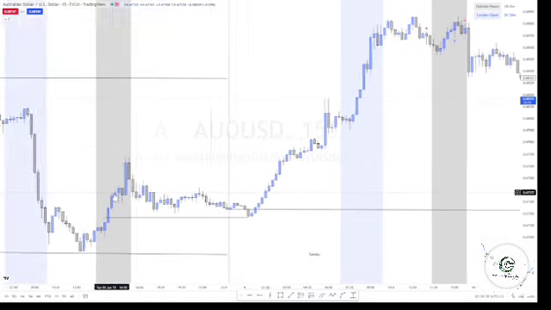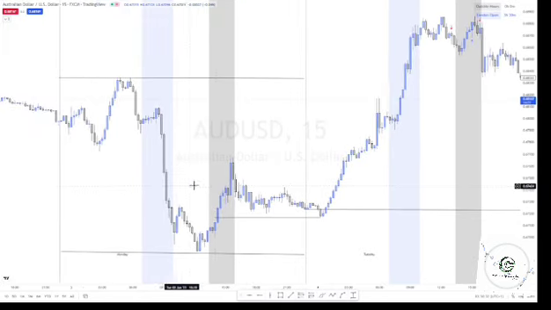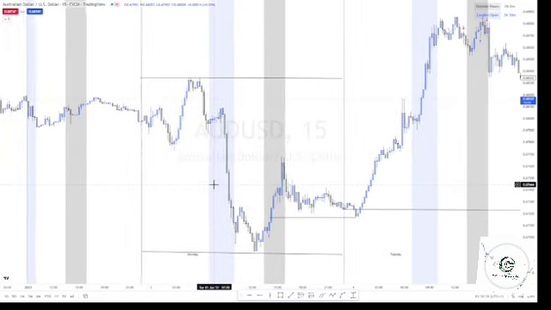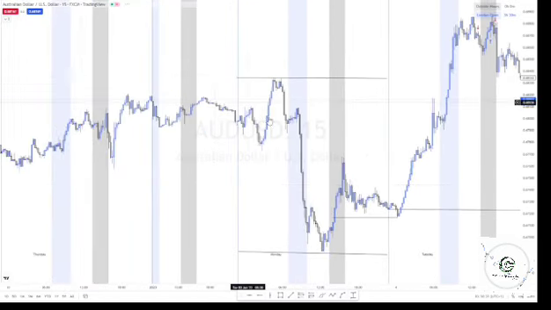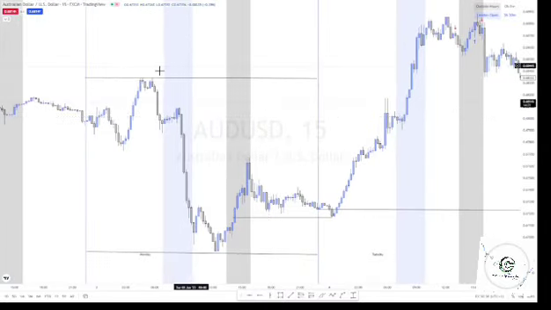Now, mind you, we know that this is going to be an up close day. Why? Because liquidity is where? Above. You see this high point here, this high point here, this high point here, all these highs. Every single candlestick high that you see here is a point of liquidity.